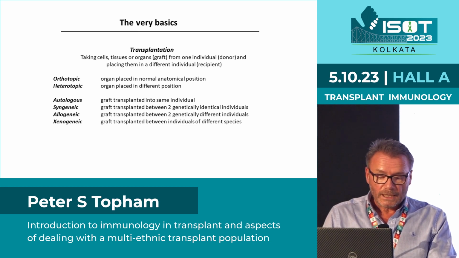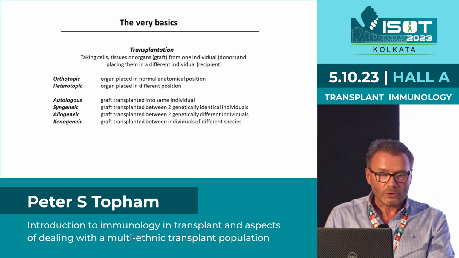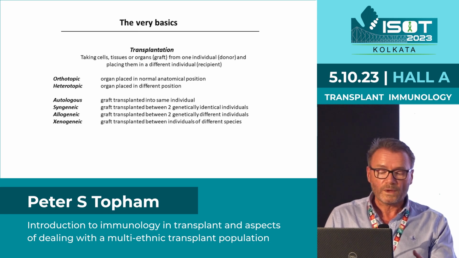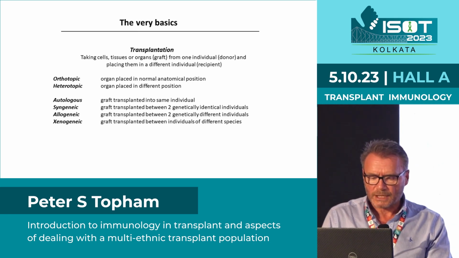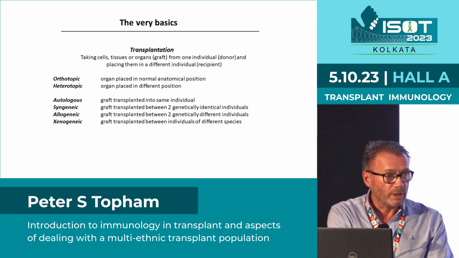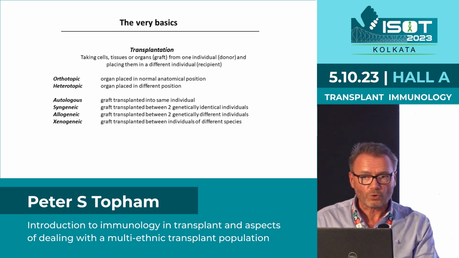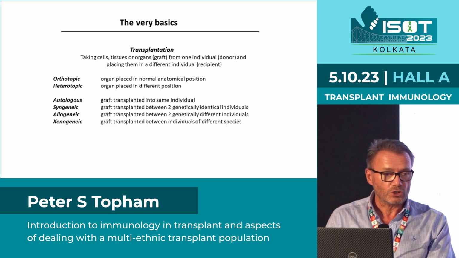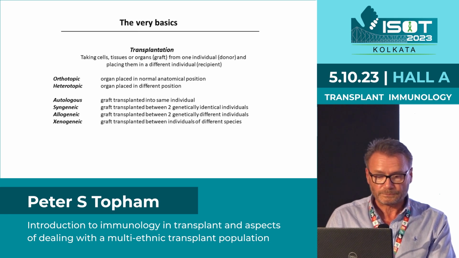And then in terms of the relationship between the donor and the recipient, there are a number of terms that we use. So autologous means you transplant tissue within the individual. So the only time we'd really probably do that is an autotransplantation of a kidney in somebody with resistant renovascular hypertension, for instance. Syngeneic is a transplant between genetically identical individuals. Allogeneic, which is what we're going to be talking about mostly today, is a graft between two genetically different individuals. And xenogeneic is transplantation across species barriers.